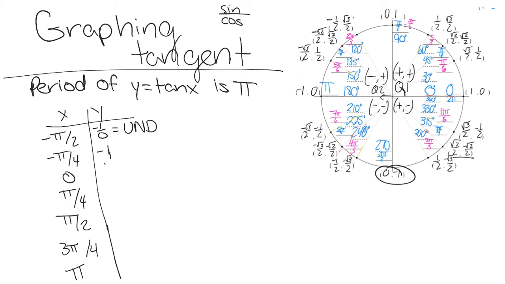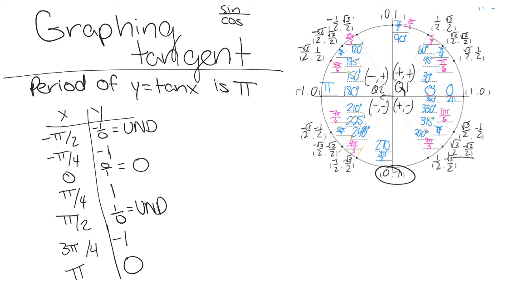At 0, it's 0 over 1, which is 0. Pi over 4, it's root 2 over 2 over root 2 over 2. So that's just 1. Pi over 2, it's 1 over 0, which is not 0. It's undefined because you cannot divide by 0. 3 pi over 4 is negative 1, and then pi is 0.